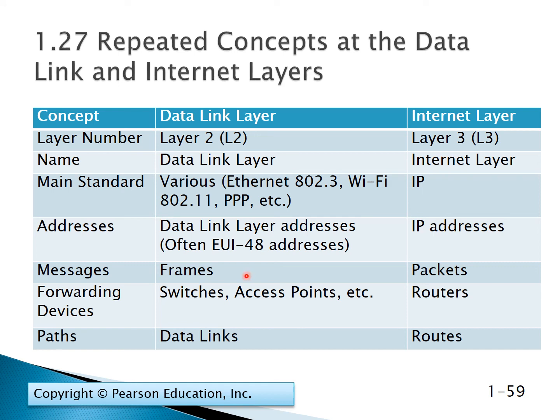And as we mentioned, the way that messages are called is different at the two layers. When we are talking about frames, it's always at layer 2. When we talk about packets, that is at layer 3. Then the forwarding networking devices are called switches and access points and so on. At layer 3, they are called routers. The paths at layer 2 are called data links, and at layer 3 they are called routes.